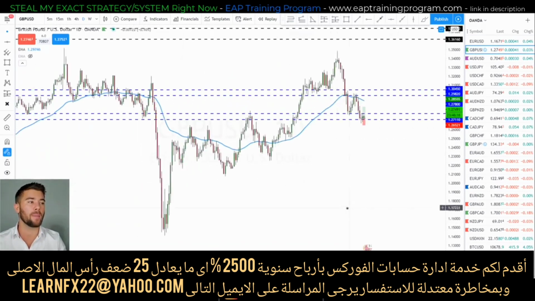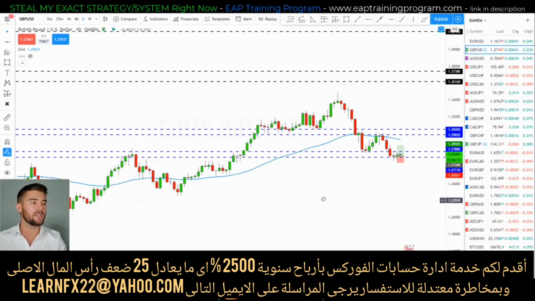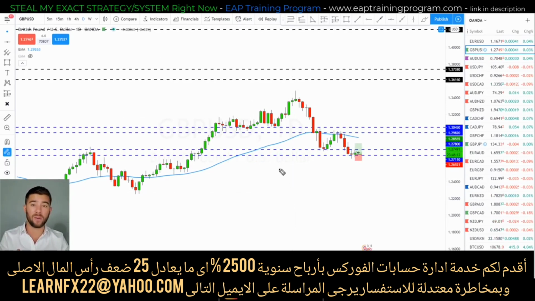And here on the pound dollar, what I'm actually going to do is talk you through this analysis quickly. We had a very similar situation. We just looked at this chart at the beginning, right? The market broke below our previous support level, signaling a possible reversal.